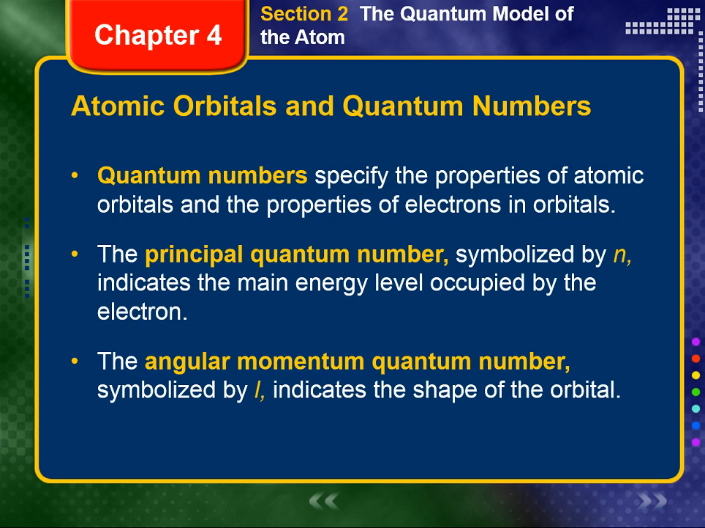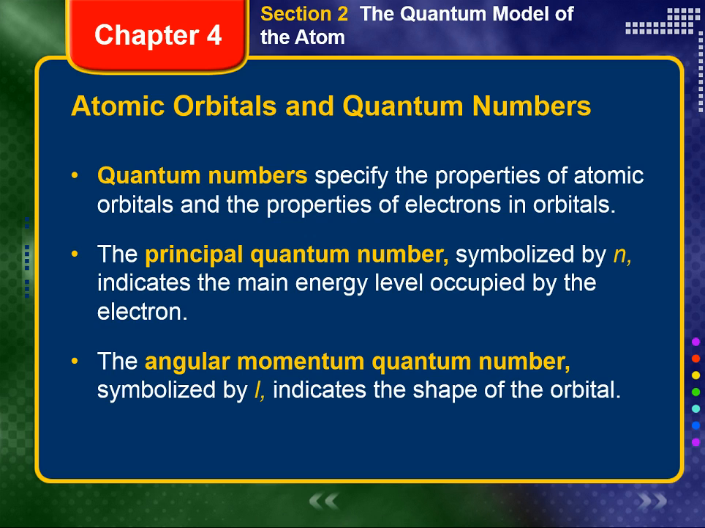In the Bohr atomic model, electrons of increasing energy occupy orbits further and further from the nucleus. According to the Schrödinger equation, electrons in atomic orbitals also have quantized energies. An electron's energy level is not the only characteristic of an orbital that is indicated by solving the Schrödinger equation. In order to completely describe orbitals, scientists use quantum numbers. Quantum numbers specify the properties of atomic orbitals and the properties of electrons in orbitals.